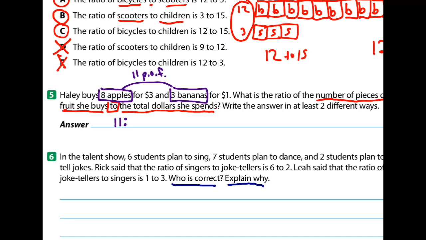Now, to the total dollar she spends. So I'm going to switch to, let me find a different color here. I'm getting sick of my colors. I'm going to switch to a nice shade of green.